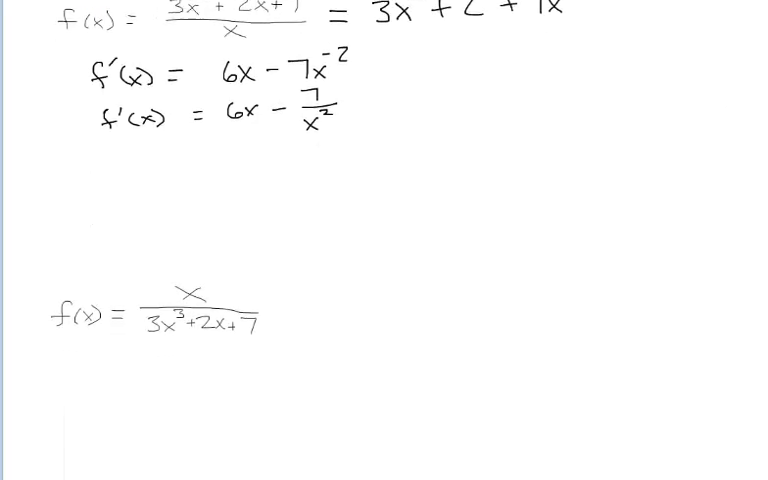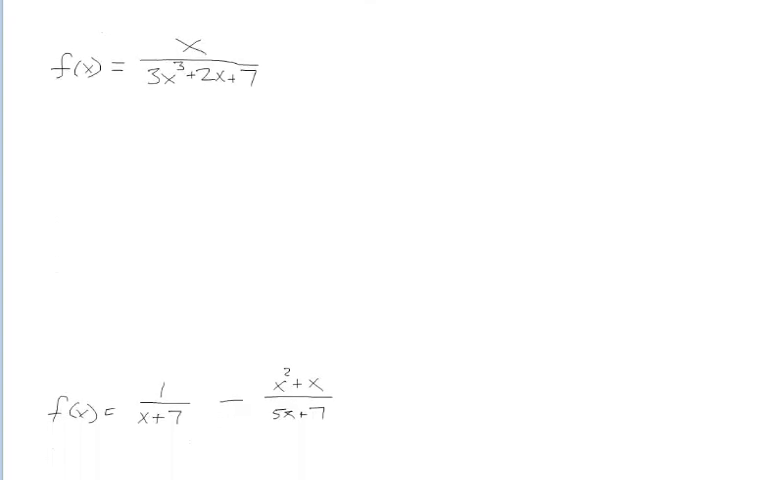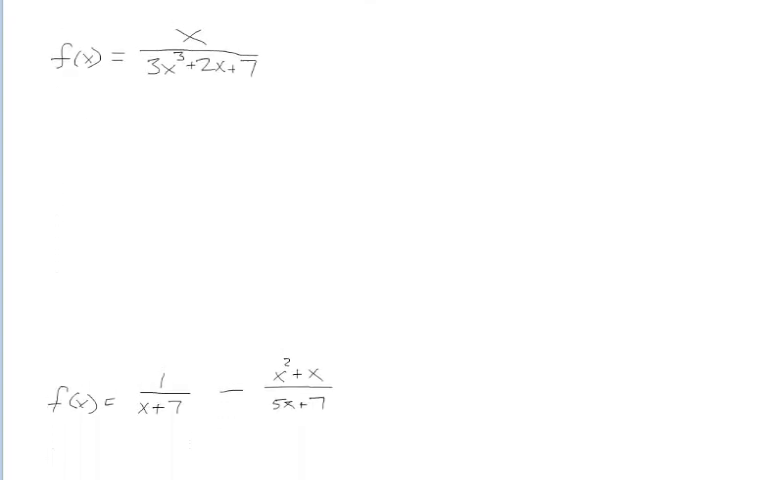Now you can't do it the other way here, because we have a single term on top and a bunch of terms on the bottom, so this doesn't simplify like the other problem. So here we're going to have to use the quotient rule. In the quotient rule, f prime of x, remember, is g(x), or the denominator, 3x squared plus 2x plus 7, times the derivative of f(x), which is the derivative of x, or 1, minus f(x), x, times the derivative of g(x).